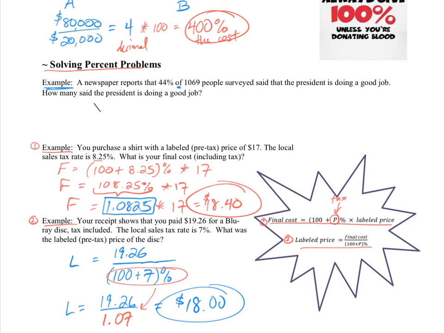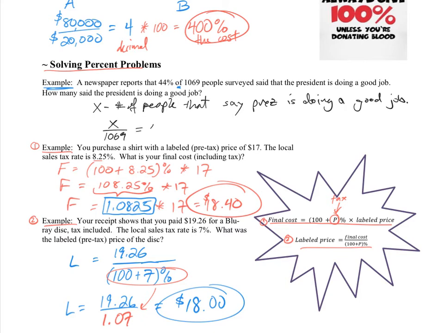So we don't know how many people. In fact, we'll call it the number of people that say the president is doing a good job. We can set up a fraction since we don't know that. How many people out of 1,069 would be 44%?